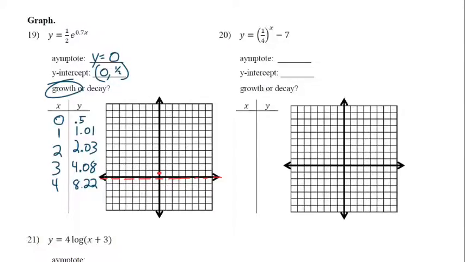Okay, you've got your points, 0.5, which I know is right there in the middle. 1, 1.01, so it's essentially on the dot. 2, 2.03, that's about right there. 3, 4.08, again, that's essentially at the 4. And 4, 8.22. 4, 5, 6, 7, 8. So that's just above the 8 right there. So I got my asymptote, I got my dots, and now we need our line.